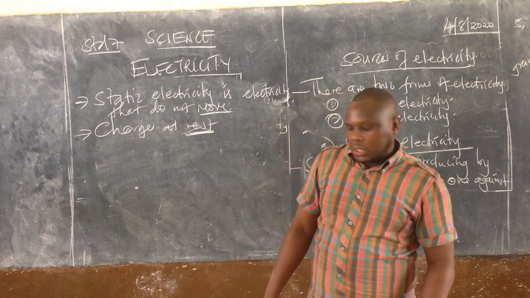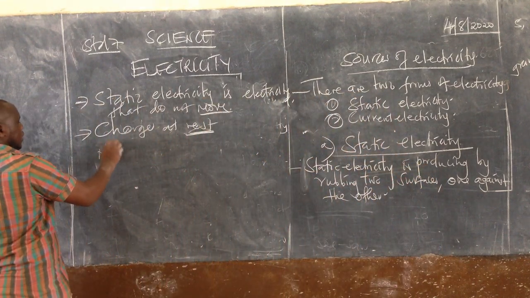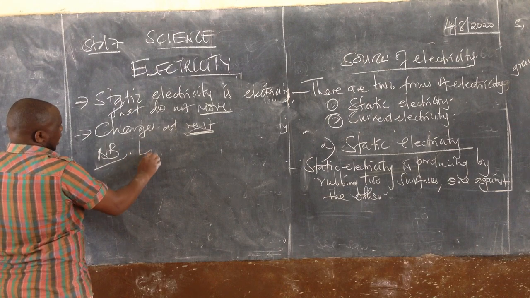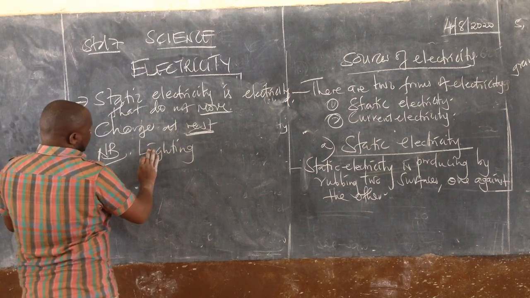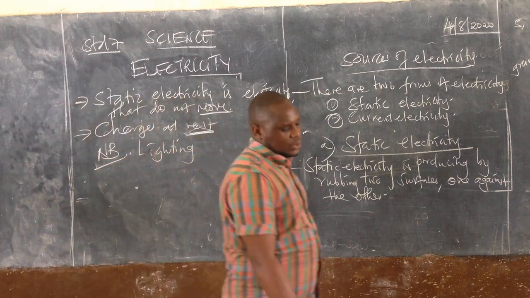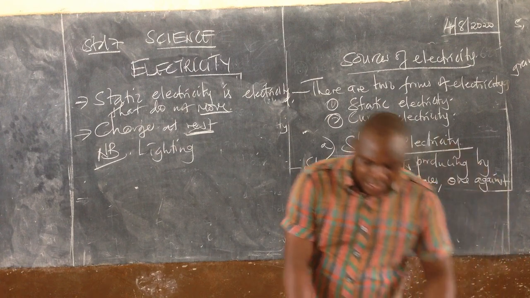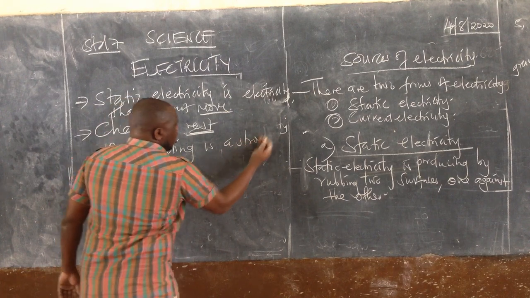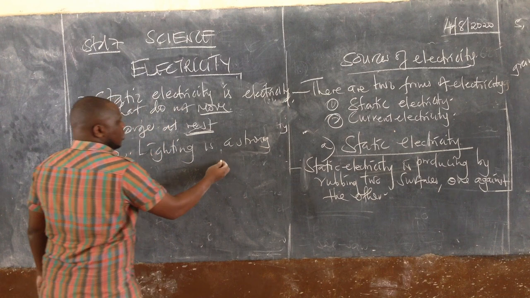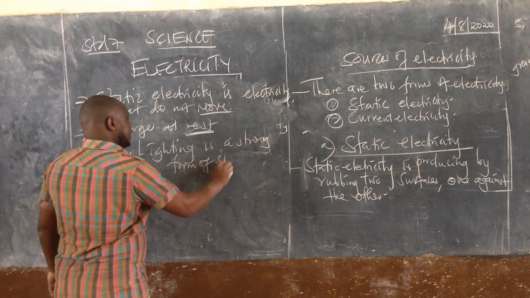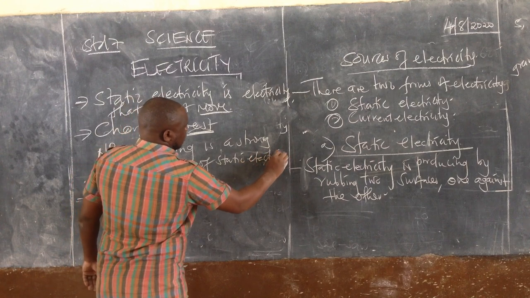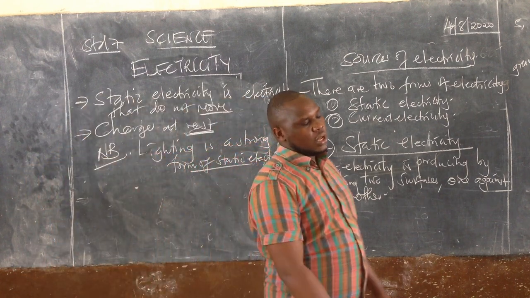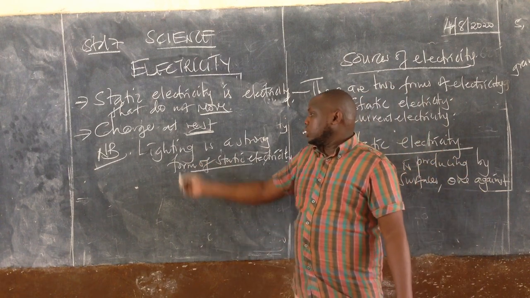But there's something to note. Write a note, and this note is supposed to say that lightning, you realize that lightning produces an electricity. So what is that electricity that is produced by lightning? Lightning is a strong form of static electricity. So the only place where we can get very strong static electricity is lightning only. So take note of that.